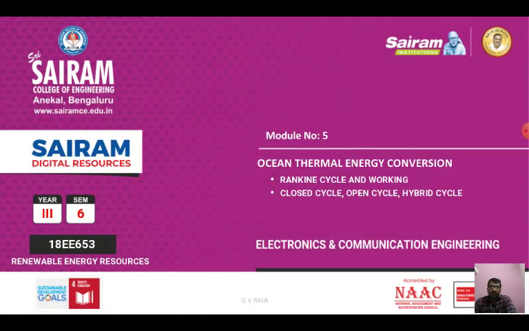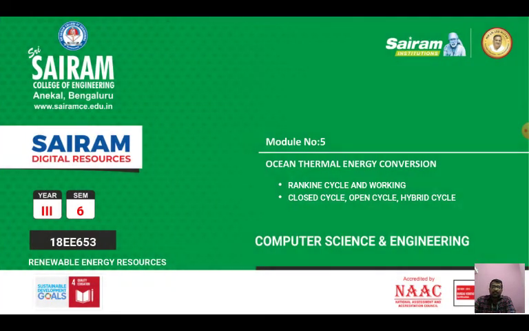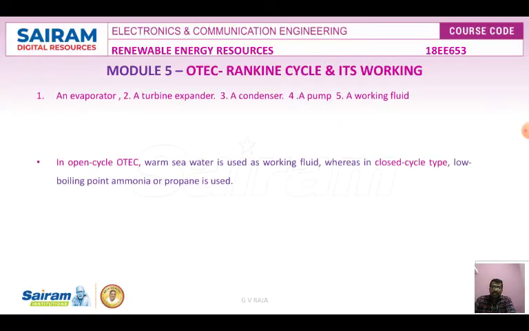And next we are going to see the ocean thermal energy conversion: what heat engines we are using, and how it is operating. So what are the heat engines we are using? We are using the Rankine cycle. That is the Rankine heat engine that we have seen in module 1. In module 1 we discussed the Rankine cycle. So there are 3 cycles: one is a closed cycle, open cycle, and a hybrid cycle.